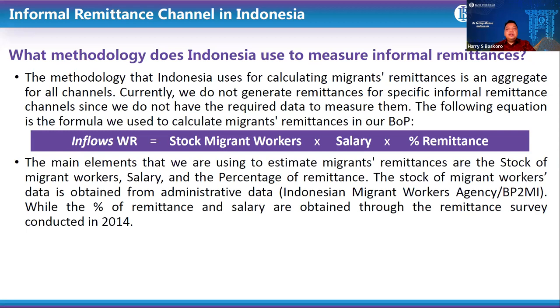The methodology that Indonesia uses for calculating migrants' remittances is an aggregate for all channels. We do not generate remittances for specific informal remittance channels since we do not have the required data to measure it. Indonesian migrants' remittances in our BOP are generated from three main elements, which are the stock of migrant workers, their salary, and the percentage of remittance.